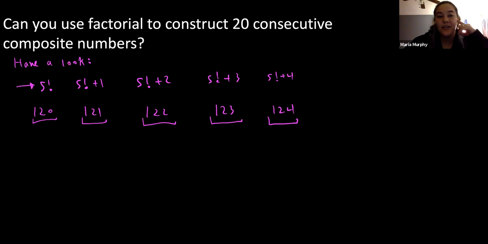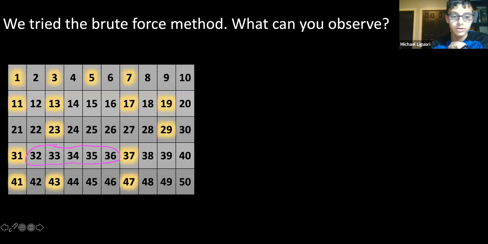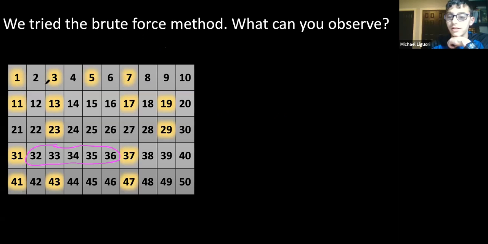Hi, Michael. We're having issues hearing your mic. I kind of have an idea on what the method is. I think that maybe the factorial that we're using might be like 5 factorial or 7 factorial, because I noticed when we had the grid up, all composite numbers were factors of 2, 3, 5, or 7, which happen to all be prime numbers from 1 through 10. So I think that's one of the factorials.